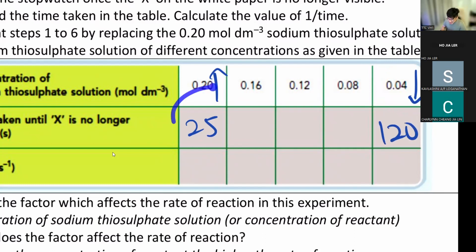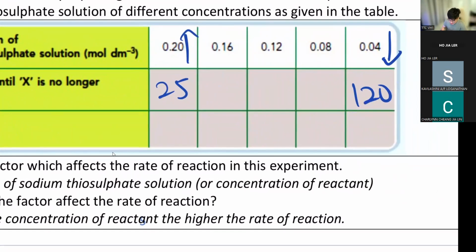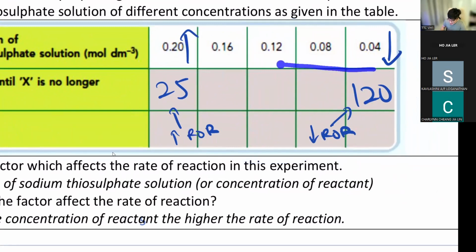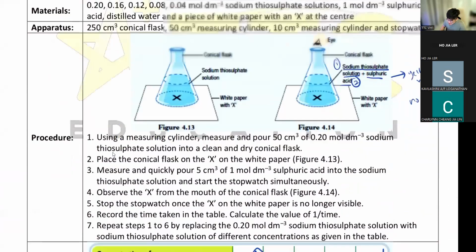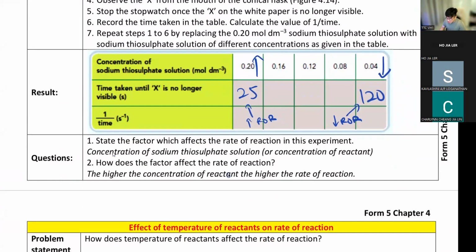So who has a higher rate of reaction? This guy, higher ROR. And this guy, lower ROR. So what does this tell us? The higher the concentration, the shorter the time, or the higher the rate of reaction. So you will for sure do this in school, and you do it 5 times. This is only for one factor.